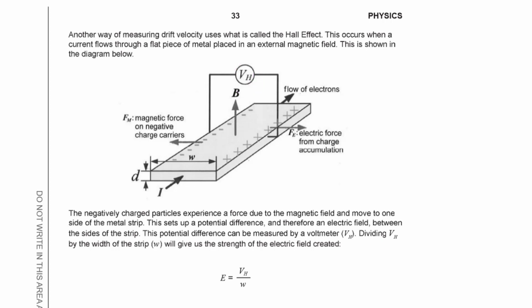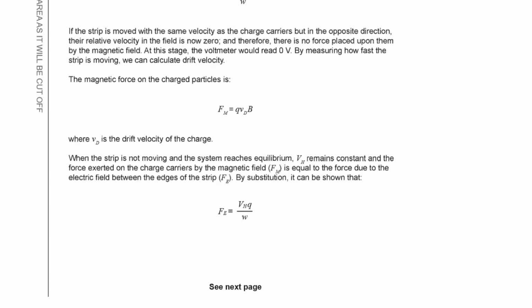And the answer is basically that if you move the strip backwards at the drift velocity, then the movement of the electrons inside here, which will be moving this way, will be counteracted by the velocity of the strip, which means there won't be any movement relative to this magnetic field. And if there's no movement relative to that magnetic field, then they won't separate out and create a potential difference. So that's what you want to say in your answer.